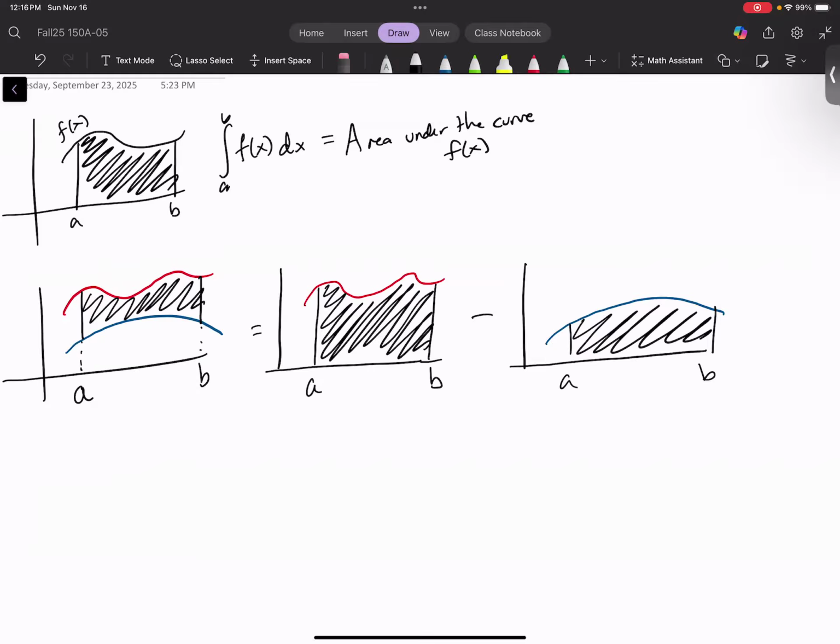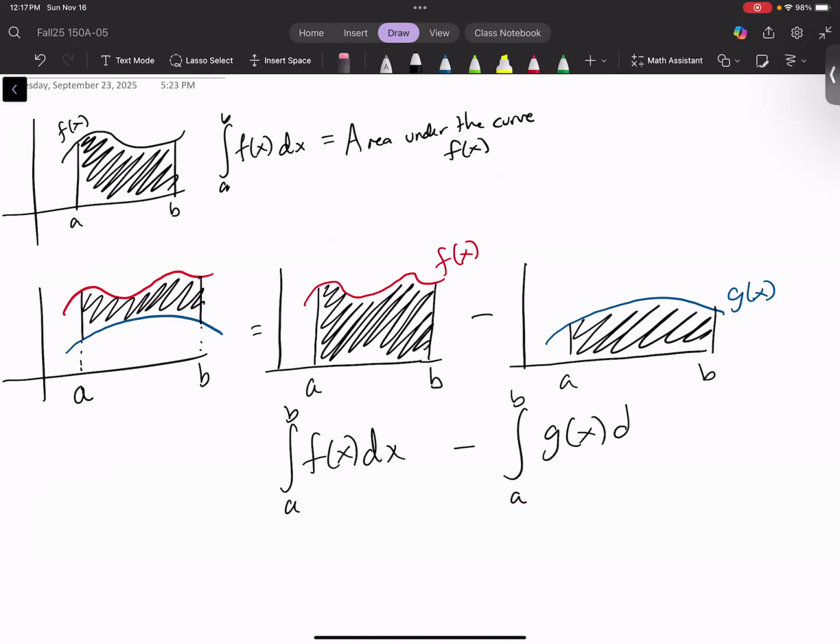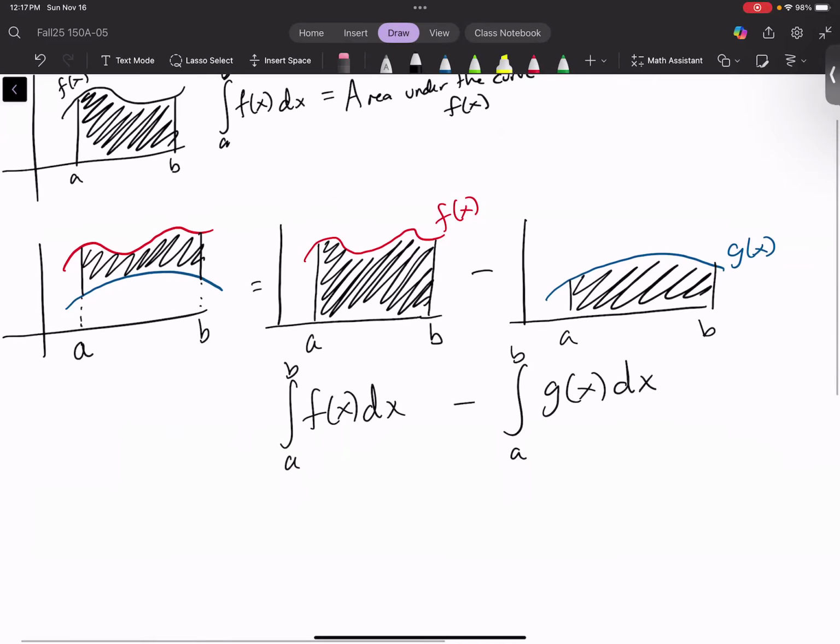Now, why do I care about that? In both of these scenarios, the red and blue function, that's just one function, and I can find that area. We'll call the red function f of x, and the blue function g of x. So this is the area under f of x minus the area under g of x. If you have a hole there, you subtracted away something. Hopefully that makes sense.